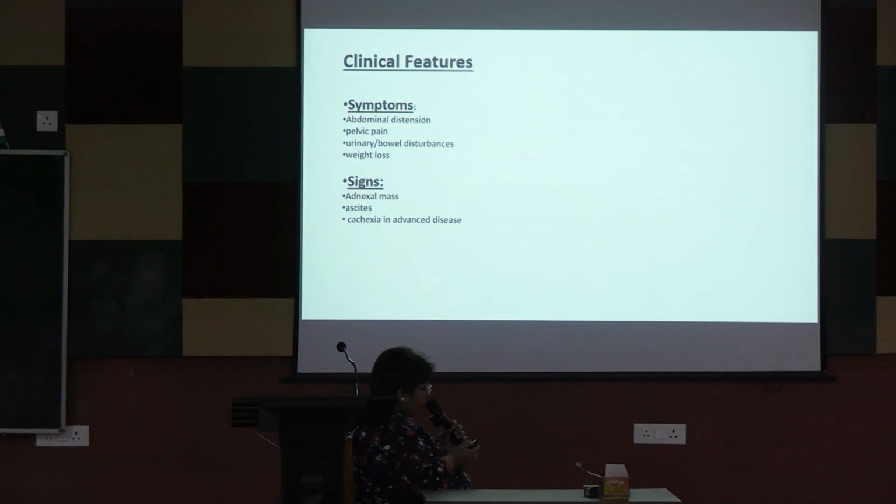So, what are the symptoms? What will the patient present with? The most common symptom is abdominal distension and pain. And then, in a later stage, there will be bladder and bowel disturbances, weight loss, and you will find an adnexal mass. On examination, you will find an adnexal mass. There may be ascites and there may be cancer cachexia.